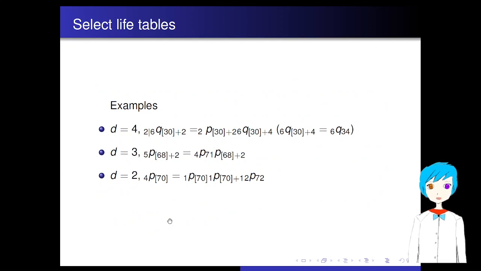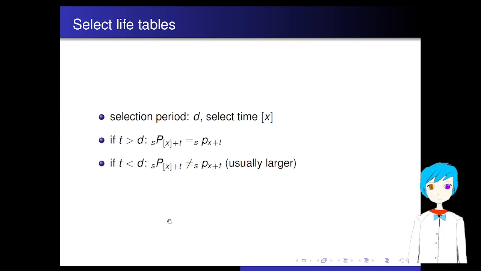So we have the general life tables, but we also have the select life tables for the insurance buyers. Suppose the selection period is D and the selected time is x, which means that the buyer buys the insurance at age x. If t is larger than D, the selection period, then the survival probability for the selected life is the same as the unselected life.